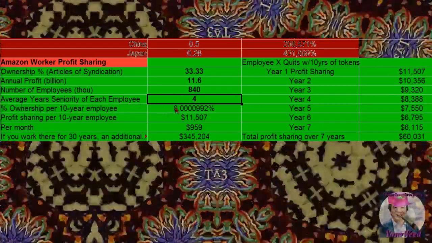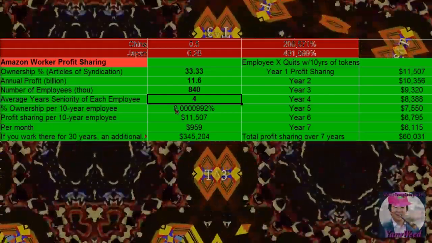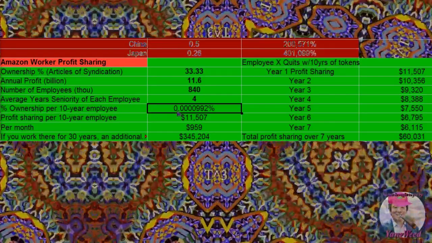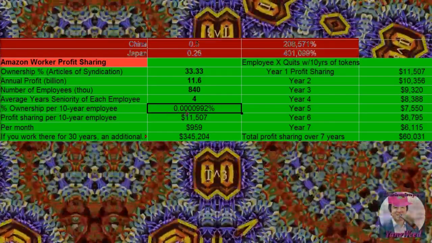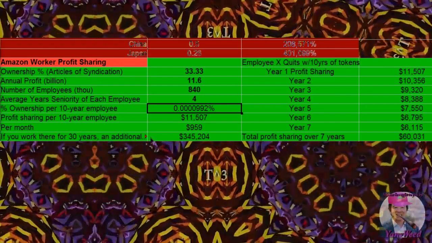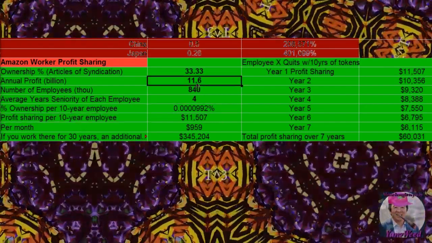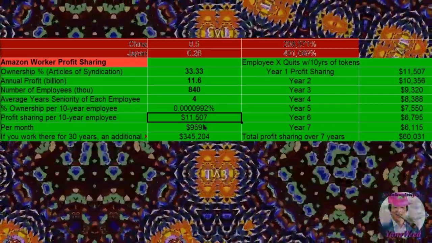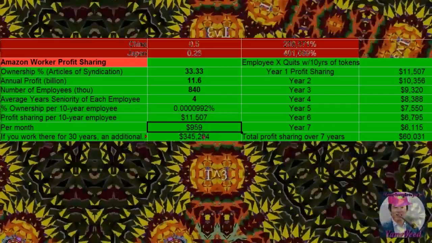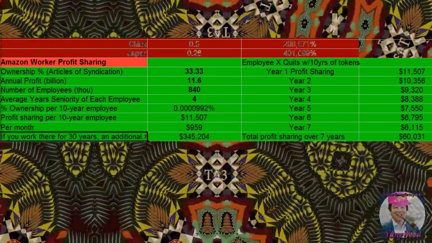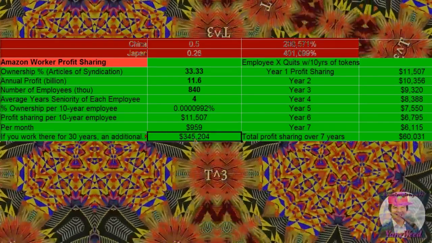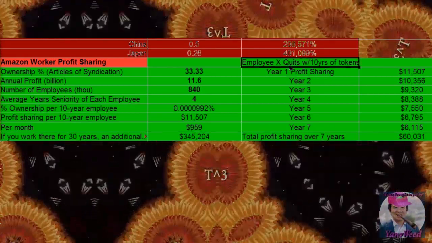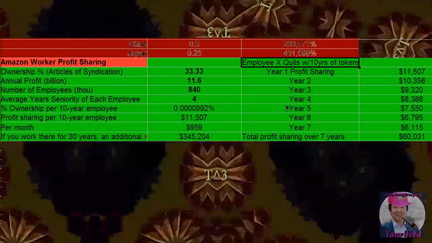So this gives you the distribution of hand tokens. That means if you're a 10-year employee, this is your percent ownership of the company, 0.0000992. But if you do the math with 11.6 billion, that is $11,500 per year in profit sharing, or $960 per month. If you work there for 30 years, the profit sharing is an additional $345,000 in your pocket.